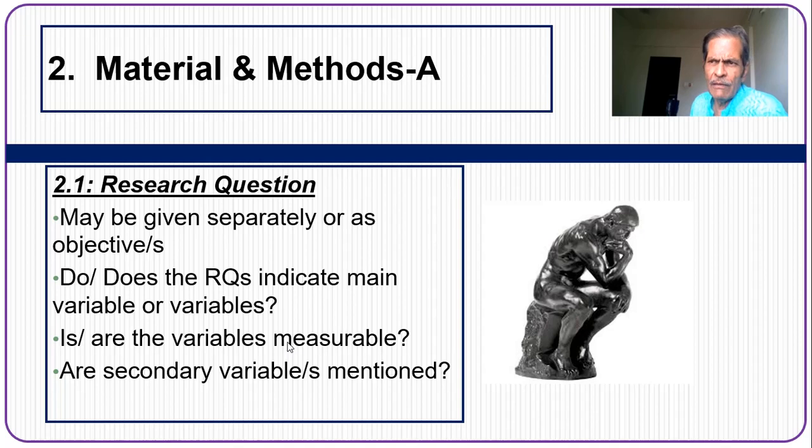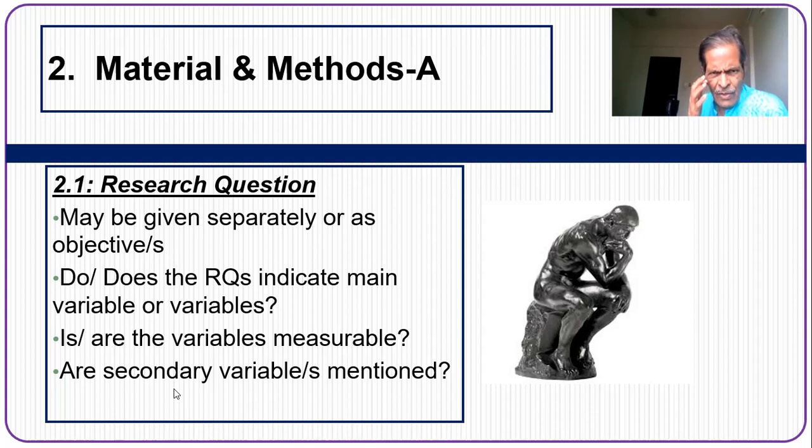Variables may be too vague, so that their measurement itself, because of the vagueness of the variables, may be impossible or very difficult. So the variables mentioned in the research question must be specific and measurable. And whether or not secondary variables are mentioned in the objectives and in the research question. As we know, the primary variables are those variables which are mentioned in the research question, and the secondary variables are those variables which are not mentioned in the research question but are part of the study.